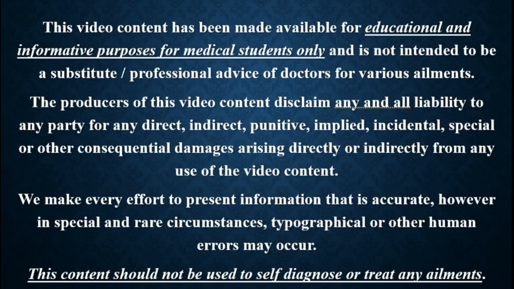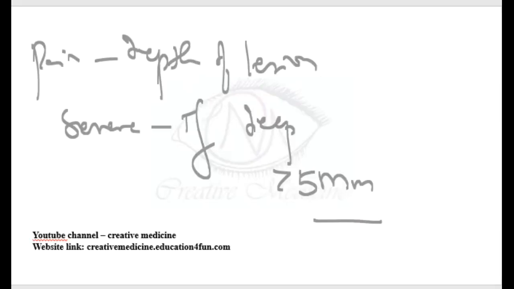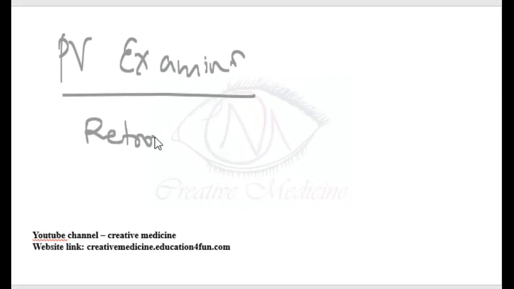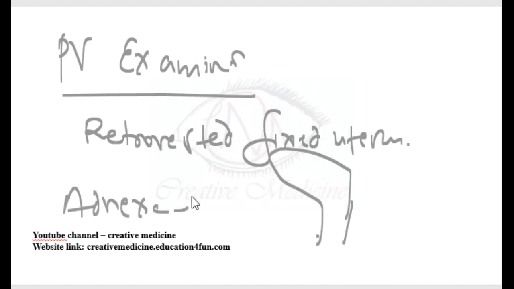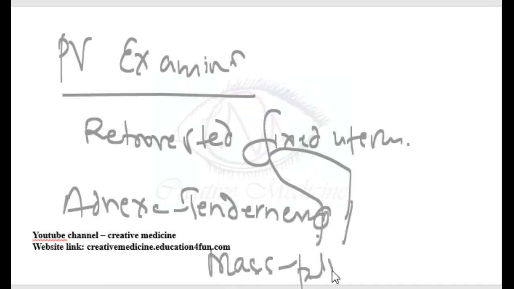In this lecture, we will learn about endometriosis. On per vaginal examination, you will see presence of a retroverted fixed uterus, and this retroverted fixed uterus cannot be corrected manually. There is limited mobility of the uterus, and in the adnexa, tenderness may be seen, or a mass may be palpated, a chocolate cyst. Chocolate cyst is seen mainly in the ovaries.